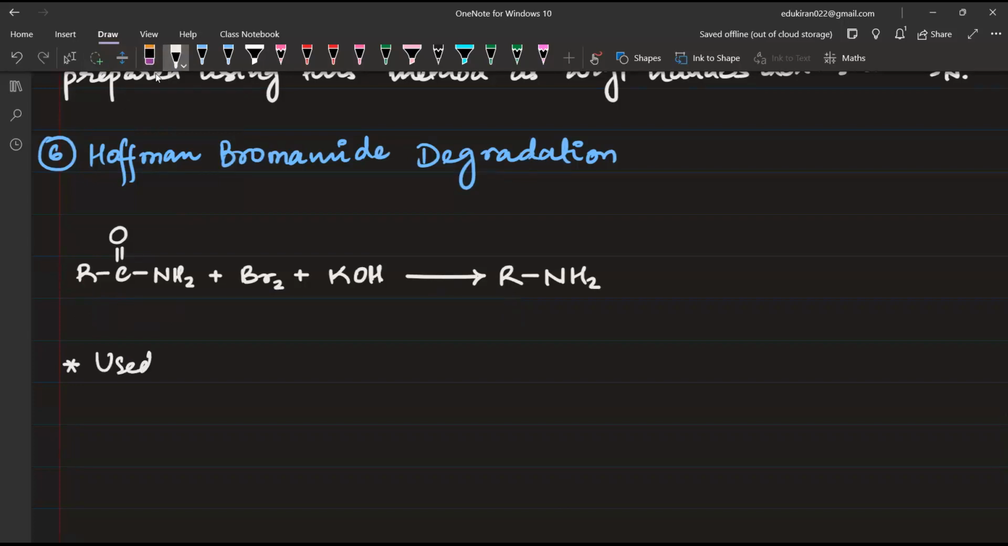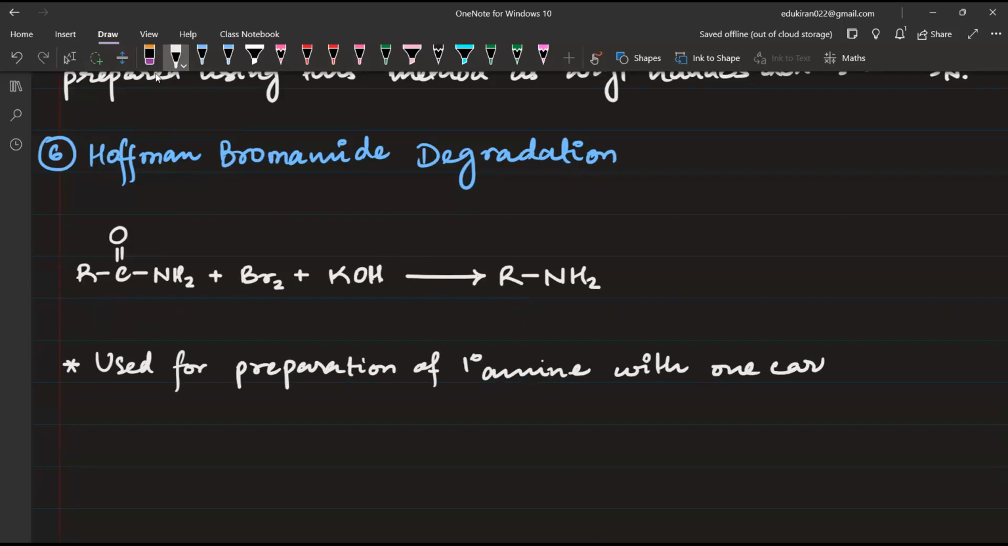Used for preparation of 1-degree amine with one carbon less than the amide.